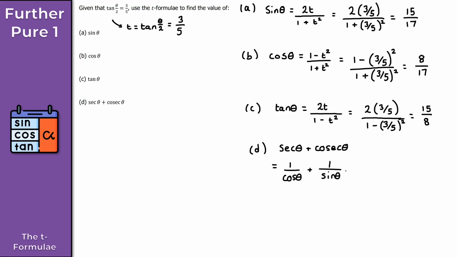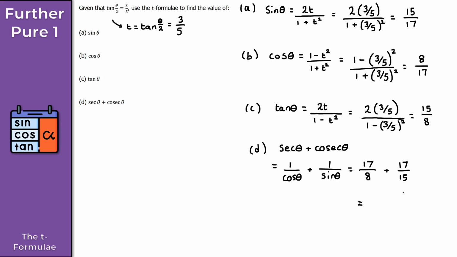Well, we know the value of cos theta, right? That's 8 over 17. So 1 over that would just be the reciprocal of this here. I get 17 over 8. So 17 over 8 plus the reciprocal then of sine theta. So sine theta, the value of that is 15 over 17. So the reciprocal is 17 over 15, right? I get 17 over 15, like so.